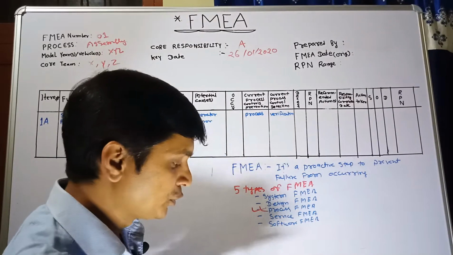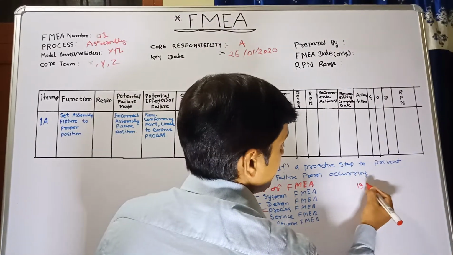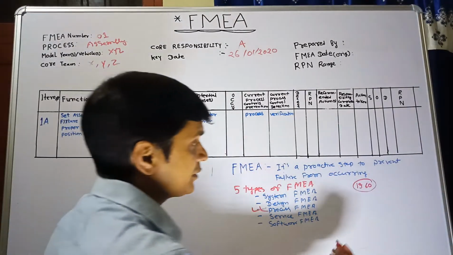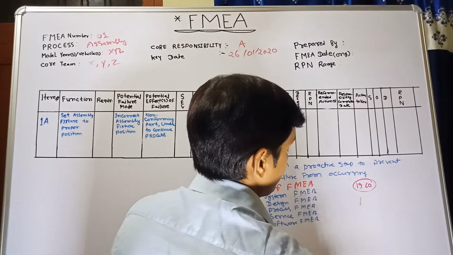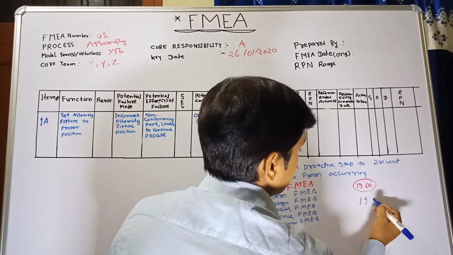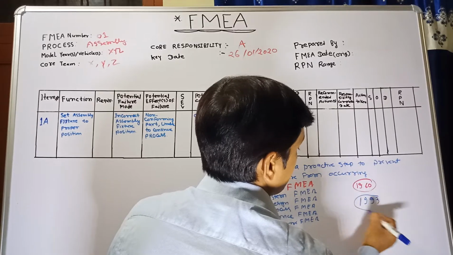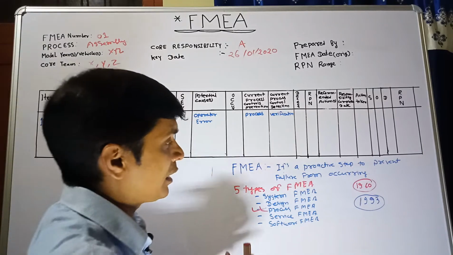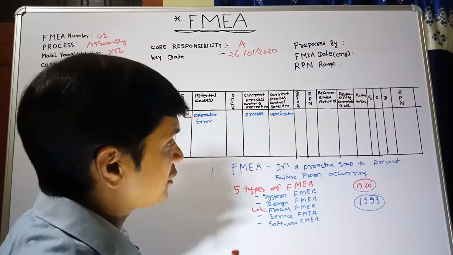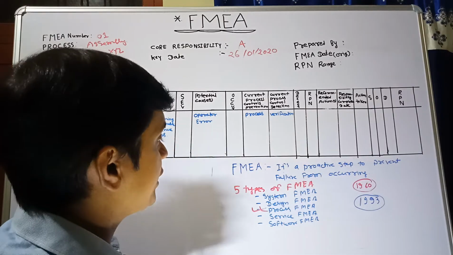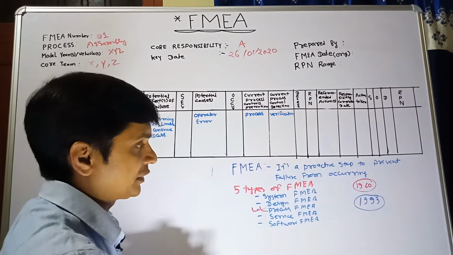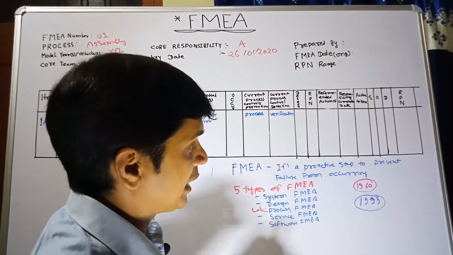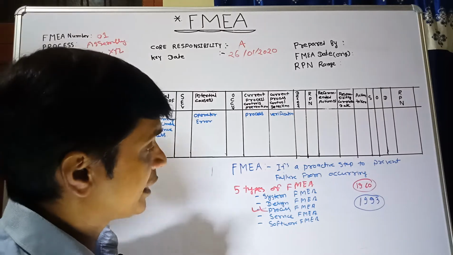Basically FMEA was introduced in 1960 by the Apollo aerospace organization. Then after 1993, the automotive industries introduced FMEA, and it is very important and necessary for all organizations. Nowadays it is part of ISO and IATF, which is very important in the manufacturing sector and other sectors also.